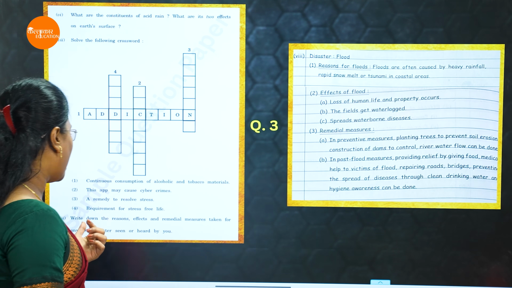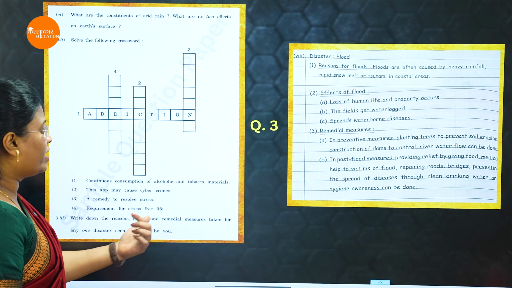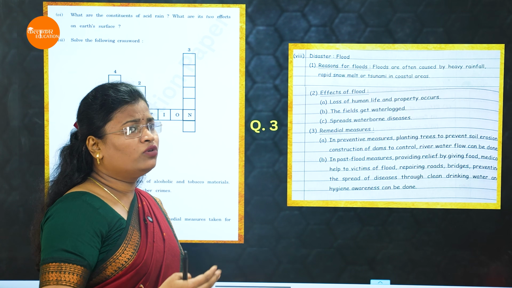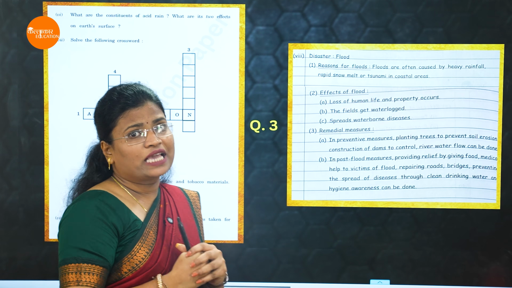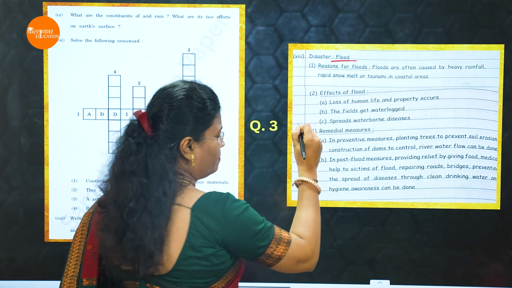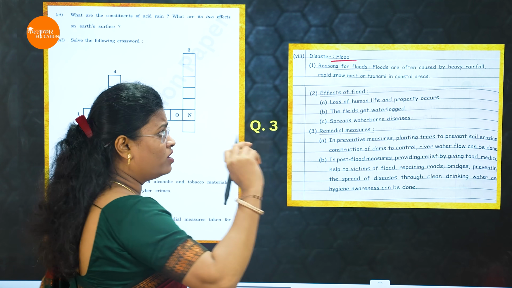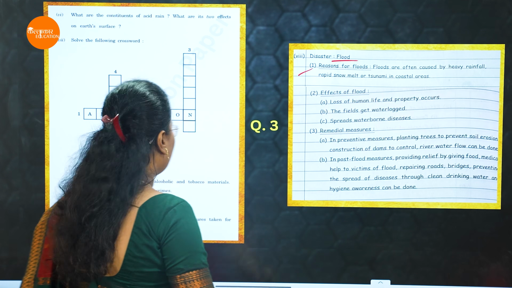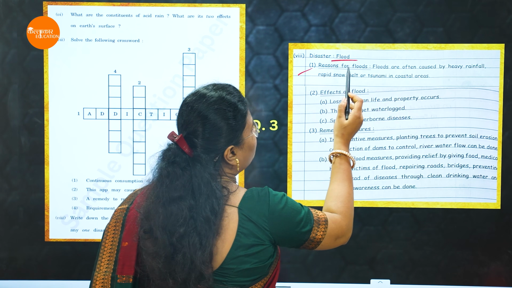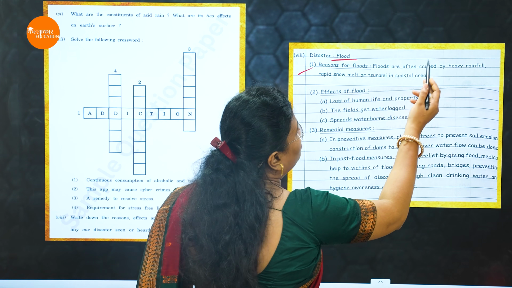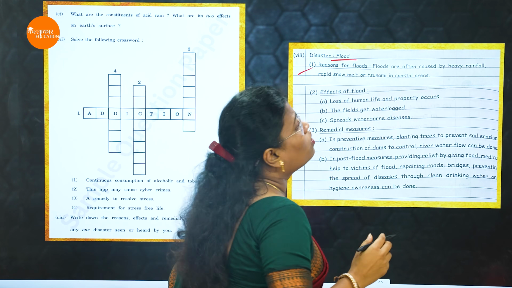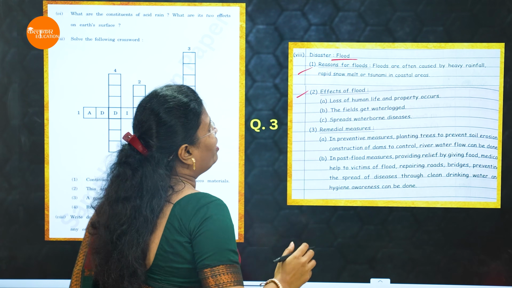See what they have first asked. Write down the reason, effect and remedial measure. First of all, you have to identify which disaster you can explain very clearly. For example, you are writing about the disaster flood. You have to write this first, and next you have to write the reasons, effects and remedial measures. Let's start with the reason. Reasons for floods: floods are often caused by heavy rainfall, rapid snow melt or tsunami in the coastal areas. Second point will be effect.